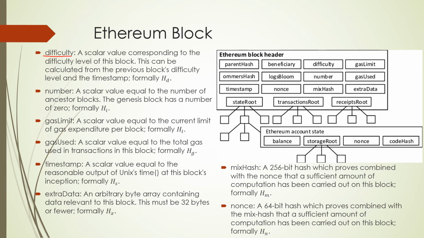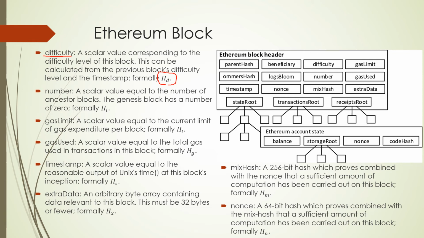This is the value corresponding to the difficulty level of the block, and it is basically possible to calculate difficulty given the previous block and the timestamp, because it's always a function of the previous block's difficulty level and the timestamp. As you may know, the difficulty will change over time, but it changes using a regular formula that can be calculated. So that difficulty is formally represented by H sub D.